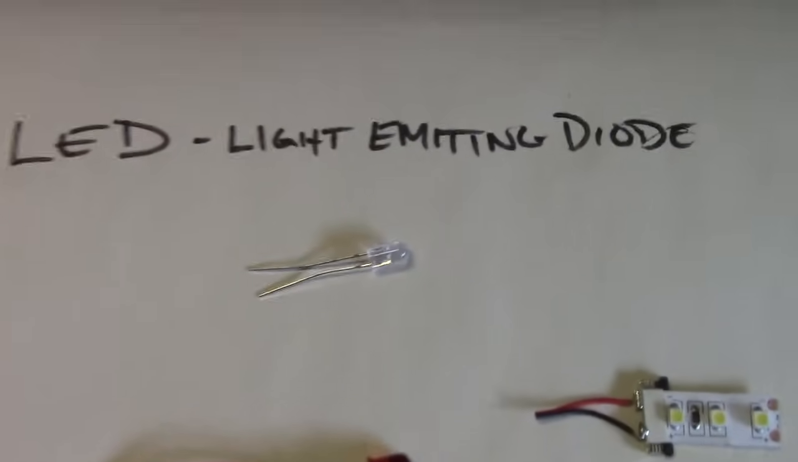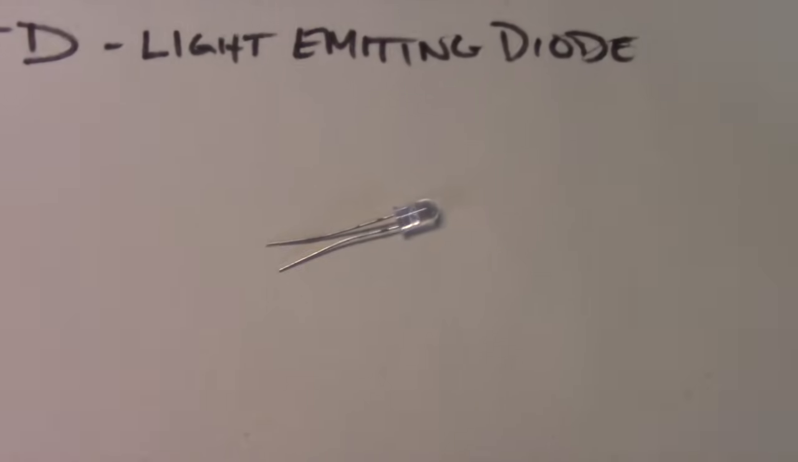All right, so what I've started off with here is just a sheet that I've laid out with some different options that I've used. Let's go ahead and start off with the LED, or light emitting diode. And I'm sure most of you have seen these.